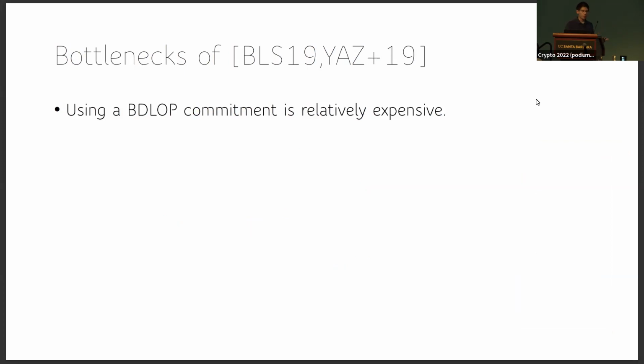So what are the bottlenecks of this approach? There are a few disadvantages. The first one is that we have to use the BDLOP commitment to commit to this s check. And it is relatively expensive. The reason is pretty simple, because the size of the commitment is linear in the message size. So if the message is long, then the commitment is long as well.